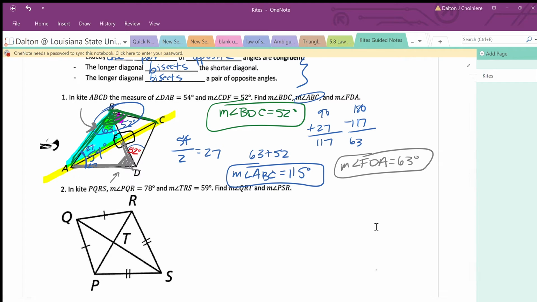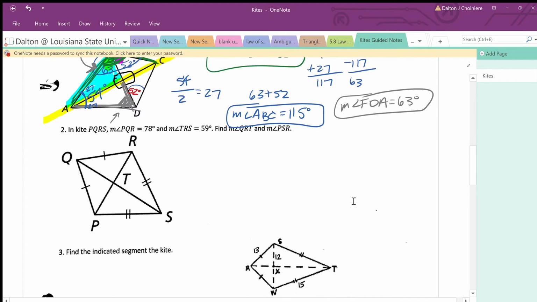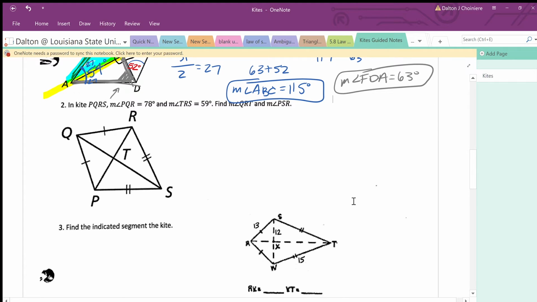All right, number 2. It says in kite PQRS, find the measure of angle PQR is 78 degrees. So let me label that. P to Q to R. So this big angle PQR is 78 degrees.